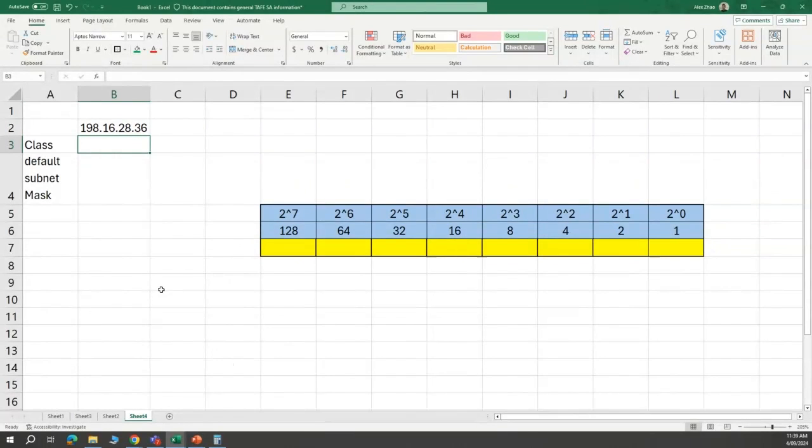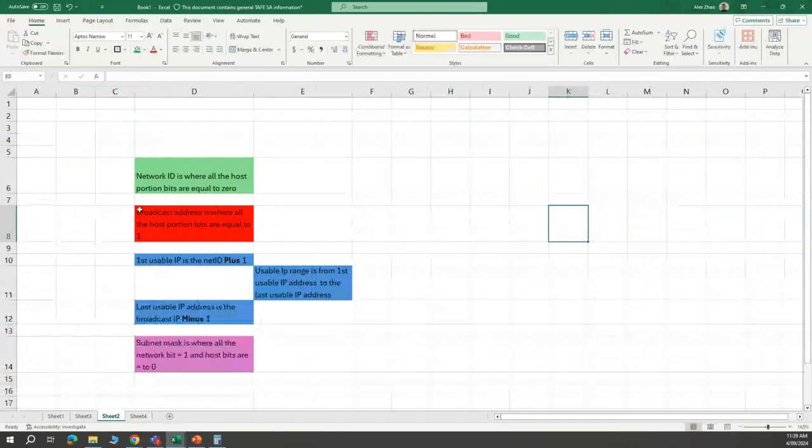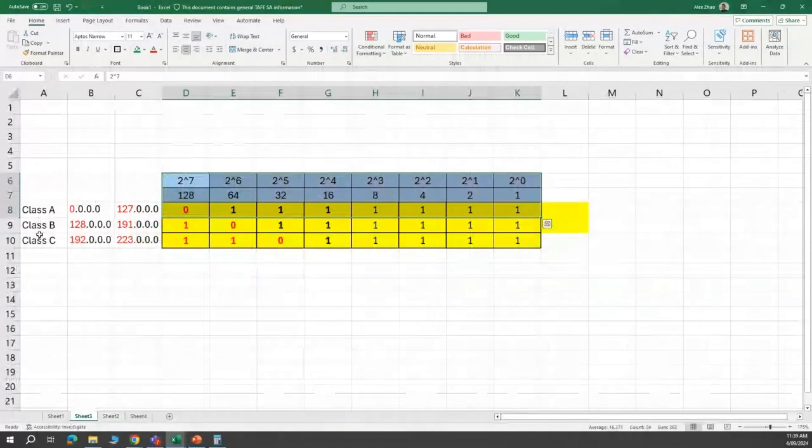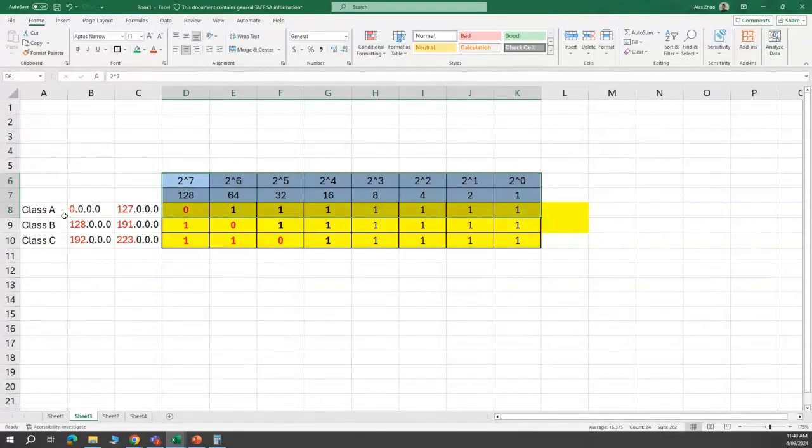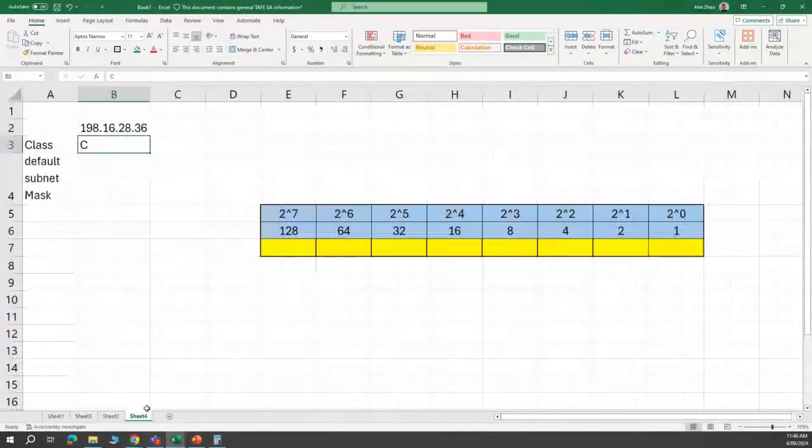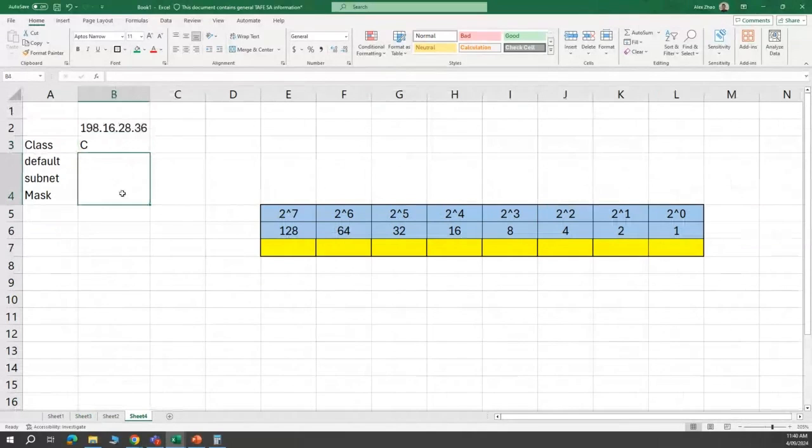Class A? No. Class C. Class C, correct. Because it's within the range of, remember Class C, between those 2 numbers. Class B, between those 2 numbers. We're looking at the first octet, by the way. Class A, those numbers. All right, so Class C, what's the default subnet mask of Class C?